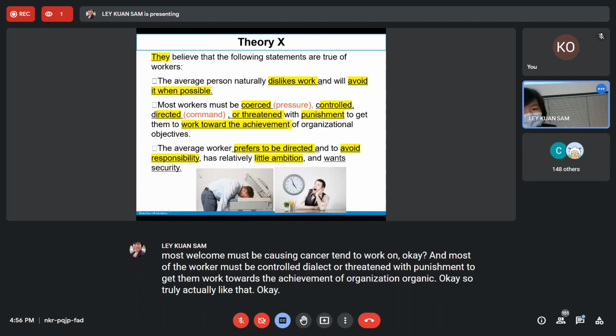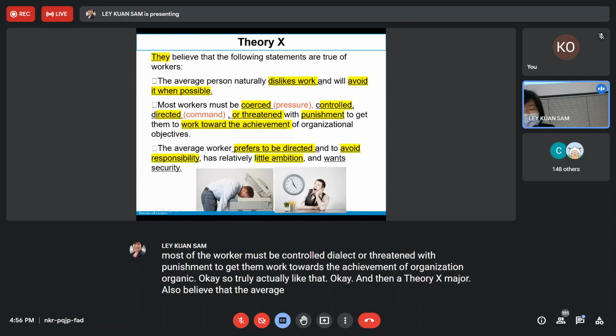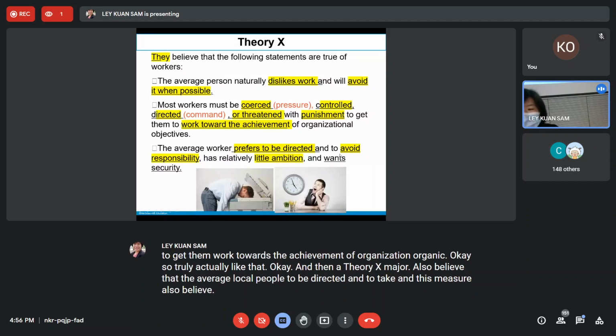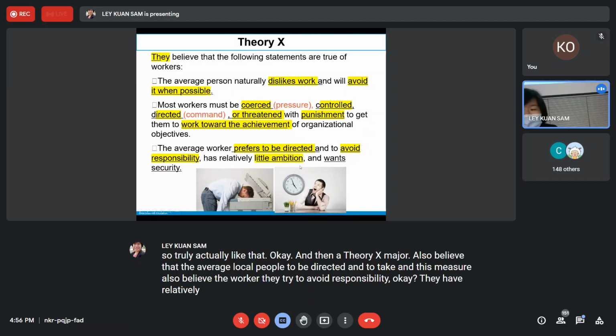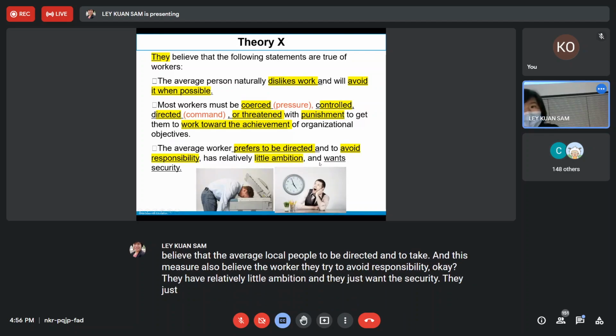Theory X managers also believe that the average worker prefers to be directed, and that workers try to avoid responsibility. They have relatively little ambition and they just want security. They just want salary only. Theory X managers assume like that.